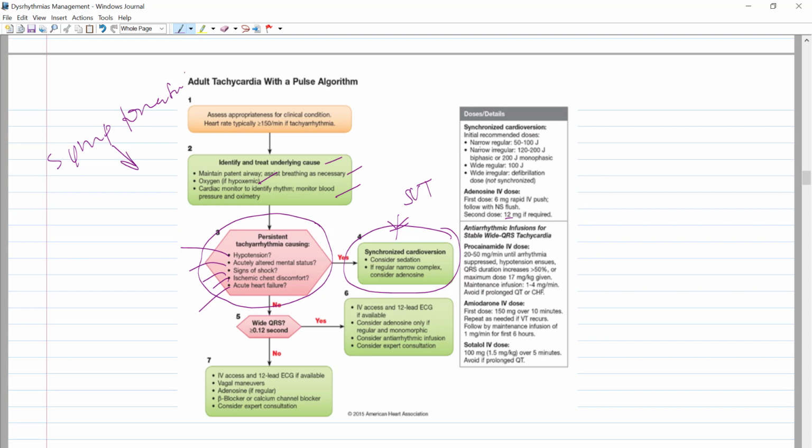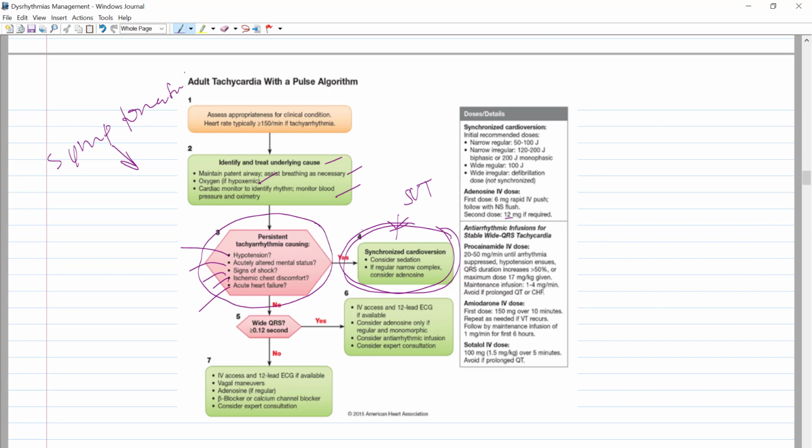So what do we do if they have tachycardia? First, we give them beta blockers or calcium channel blockers. And then if it's not working, then we synchronize cardiovert them. Now, if not, then we have to further investigate. Remember, again, I will discuss this separately. This is for SVT.